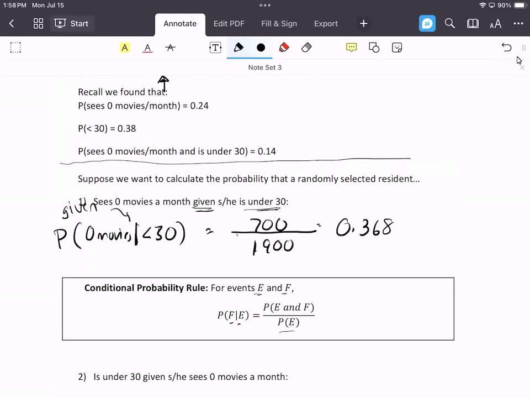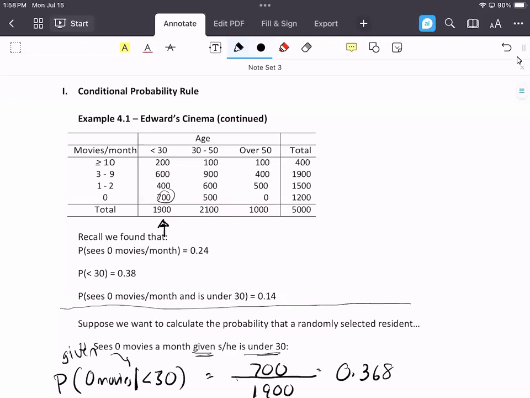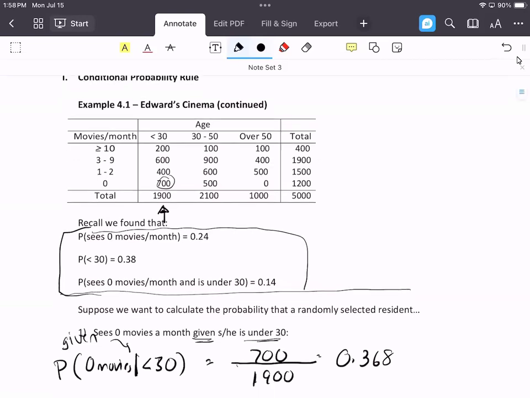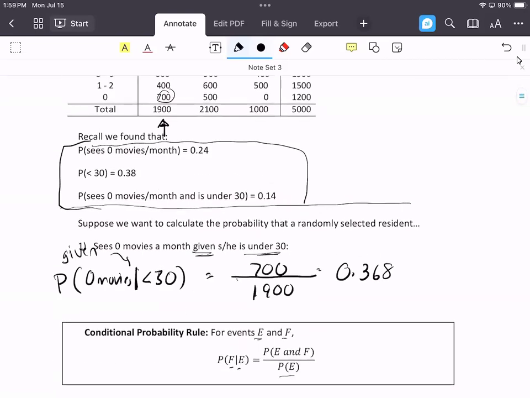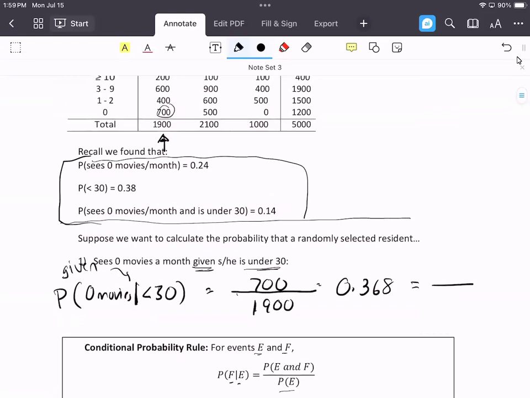You may be like, well, okay, but how did that work with what we just did? Because we didn't use probabilities. We used counts because we had the table in front of us. Well, what if we didn't have this table in front of us, but we had this information here? Can we do the same thing? Using the conditional probability rule, this should equal the probability of E and F. The probability that they see 0 movies and are under 30 is 0.14, and the probability that they are under 30 is 0.38. When you do that calculation, you'll see that you get the exact same probability.